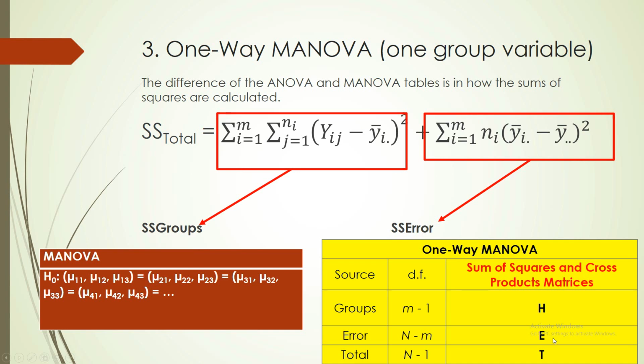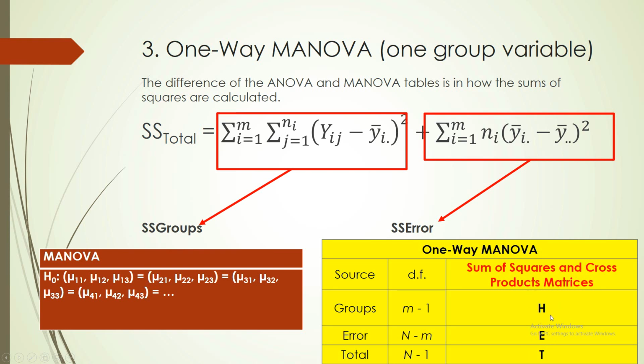So this H stands for the hypothesis sum of squares and cross products matrix. For this E, it stands for the error sum of squares and cross products matrix. And for this T, of course, it's the total sum of squares and cross products matrix. And what we're trying to do is see if this H is significantly bigger than this E by taking the ratio of this H and this E.